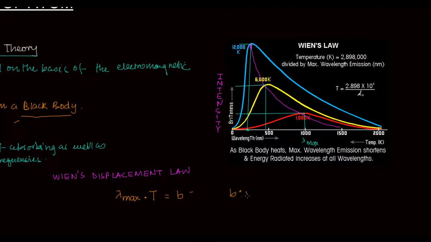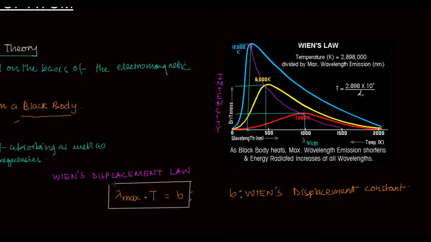So it is called the Wien's displacement constant. Right? So this whole nature of the black body radiation and this equation, no electromagnetic, no classical physics theory can explain why this is happening. It's not explained.